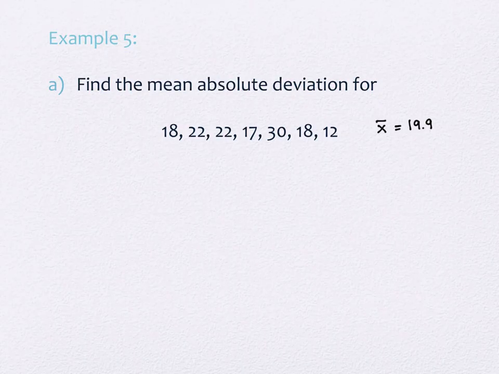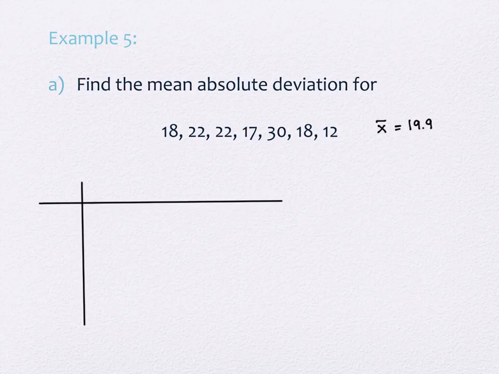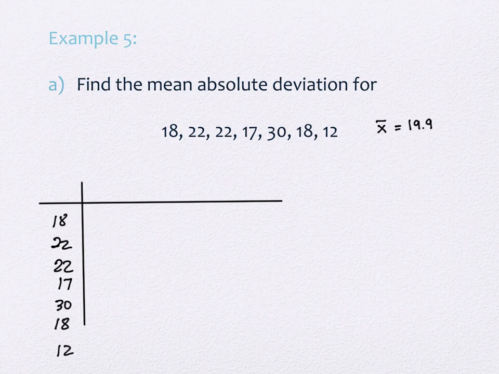So here's the way that this works. We're going to make a table. I'm going to include all the data points, even if it repeats. I'm going to include it twice or 3 times or whatever, okay, in my set. Now, you can put them in order from smallest to largest if you wish, or you can just go with the order they give you. It doesn't make any difference. I'm going to go with the order they gave me. So I have 18, 22, 22, 17, 30, 18, and 12. So far, so good? Just listed them all there.